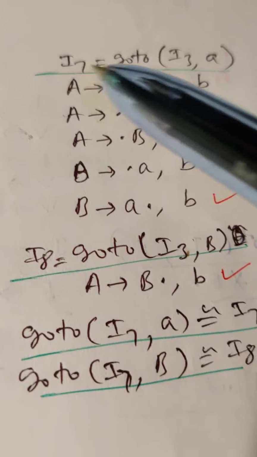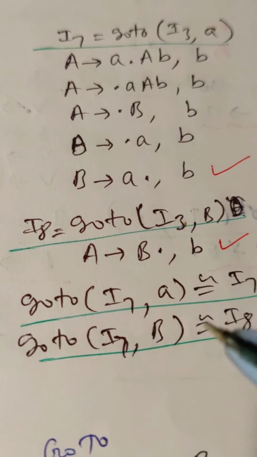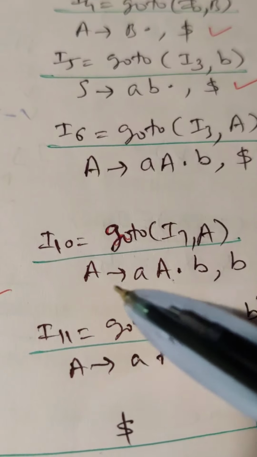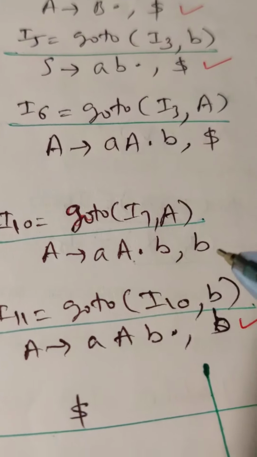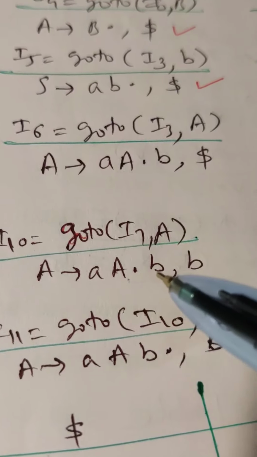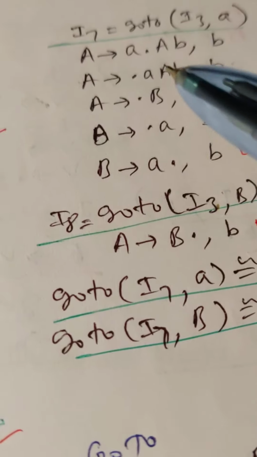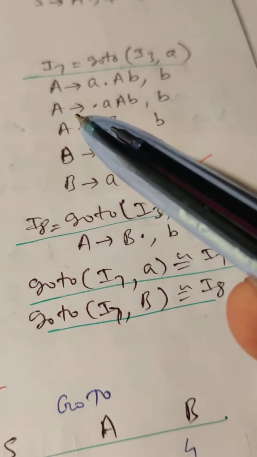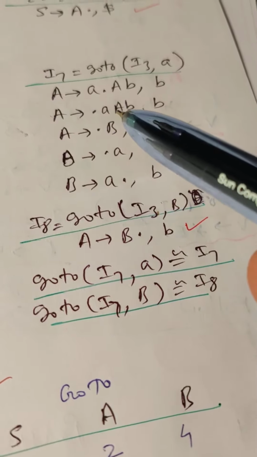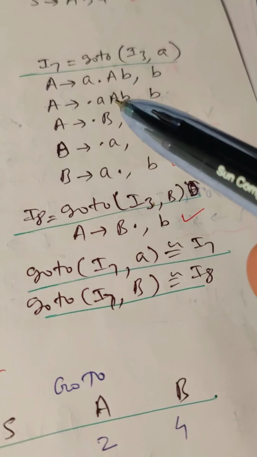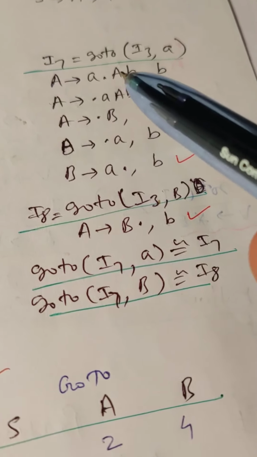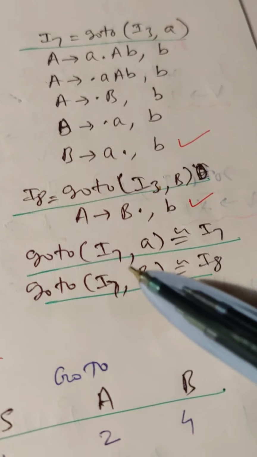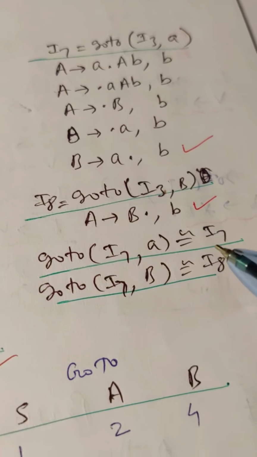Now in item number 7 we have to take capital A. So go to of I7 comma capital A: A goes to A dot B comma B, just the dot shifts, after the dot is a terminal, leave it. Now after this I7 comma small a. If you take I7 comma small a, it will be A goes to a dot A B comma B. It will be nothing but the same as this rule if you observe. And because of this A, again it will be the rules of A, because of B the rules of B, and everything the same. So this item I7 comma a is the same as item number 7.